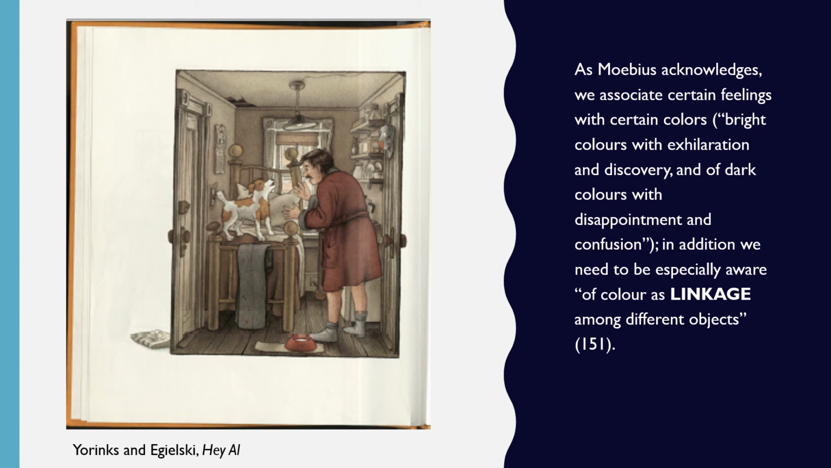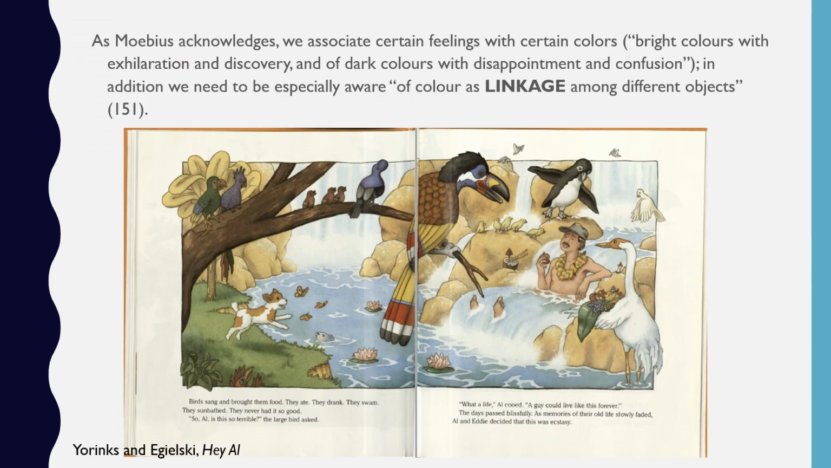So our picture to the left here is again from Hey Al, and this is towards the beginning of the story where we have a lot of muted colors. We have a little bit of red, and our dog has a little bit of orangish coloring on him, but there's not much other bright, vibrant colors. And this gives us the idea that that's kind of symbolic of Al's life as well, a little bit muted in some ways.